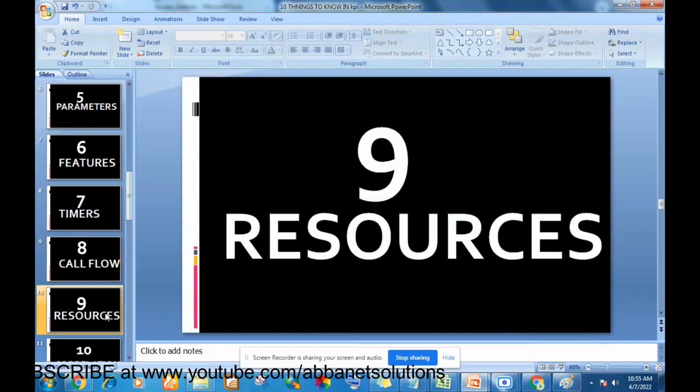Nine, resources. Every network has its resources. When I say resources, it means these resources can be exhausted, or in other words, used up by users. And one of the things we do in KPI optimization is to recommend capacity expansion if these resources are taken up. And we don't just rush into recommending expansion.